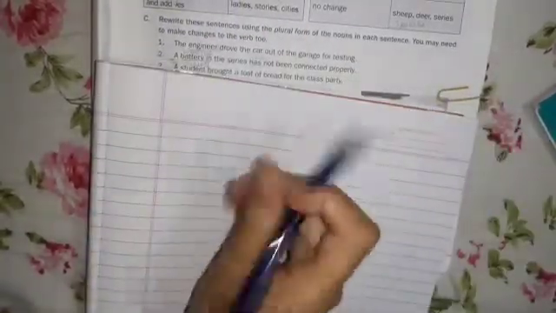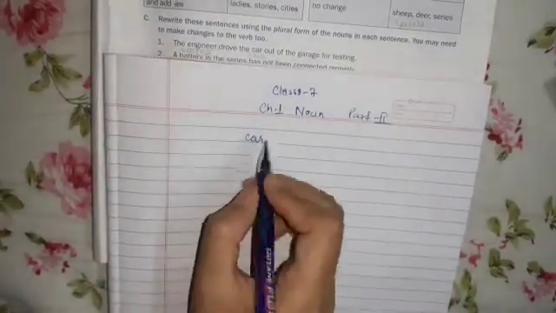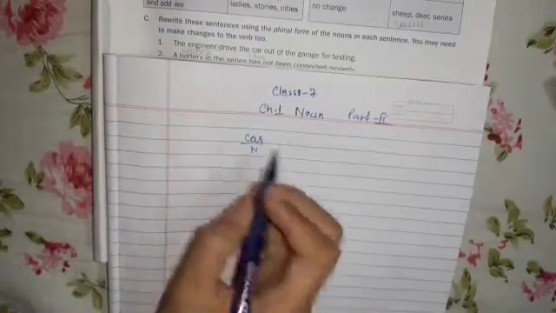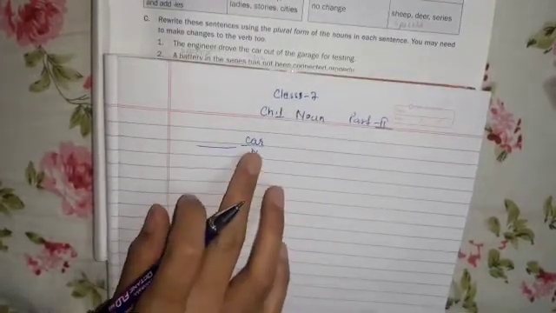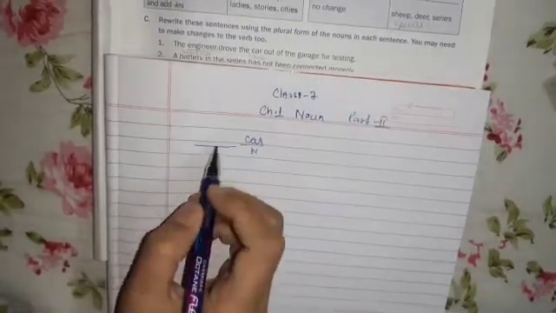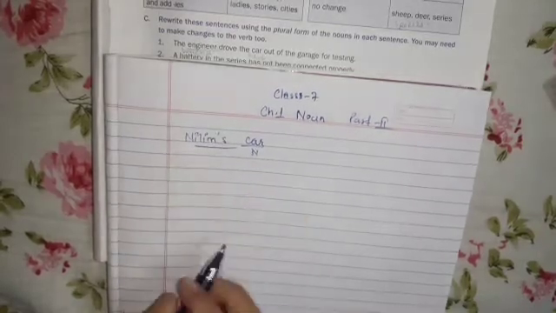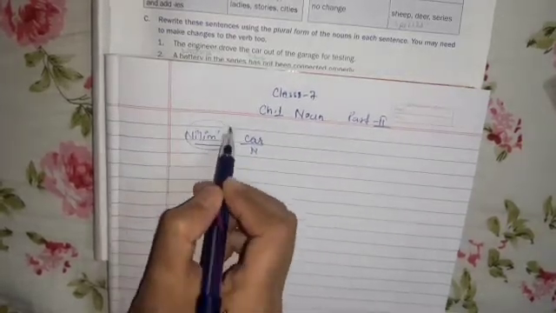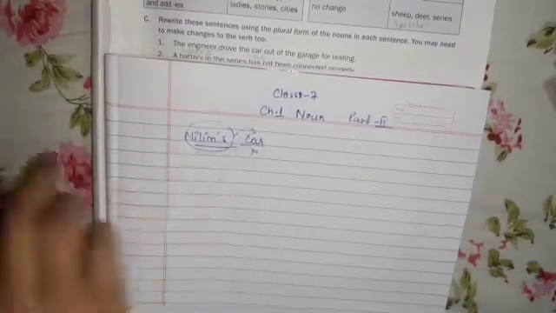So let me tell you. For example, car. Car is a noun. Possessive form of noun is always placed before the noun. Okay, so that one you got in the book, right? Now possessive form of noun is, for example, Nilim's car.